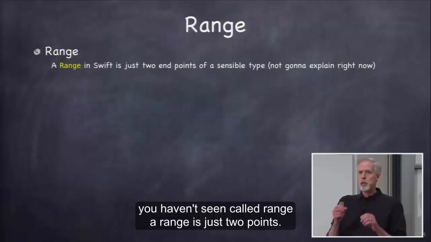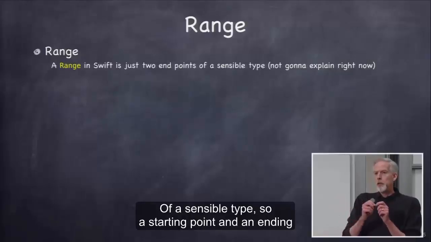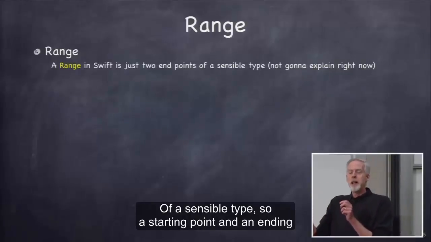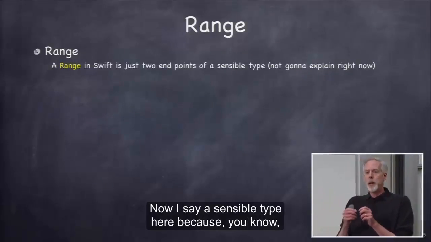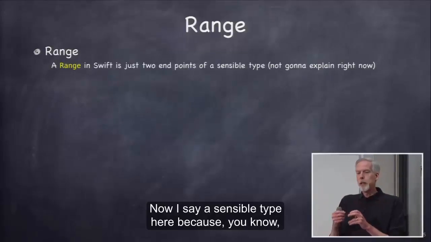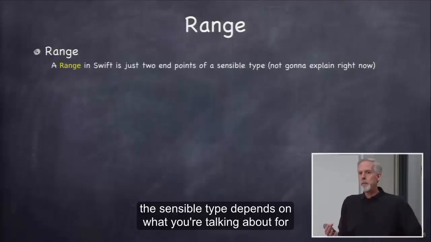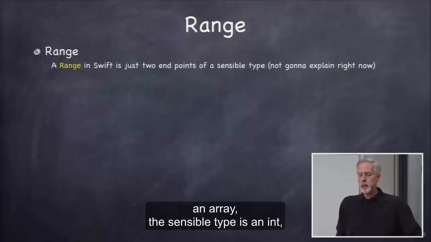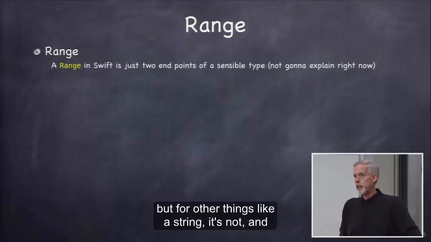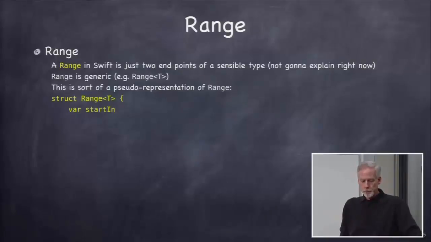All right, I'm going to teach you about a new struct that you haven't seen called range. Range is just 2 points of a sensible type. So a starting point and an ending point. It's exactly what you would think a range would be. Now I say sensible type here because the sensible type depends on what you're talking about. For an array, the sensible type is an int, but for other things like a string, it's not. And we're going to talk about that in a minute.